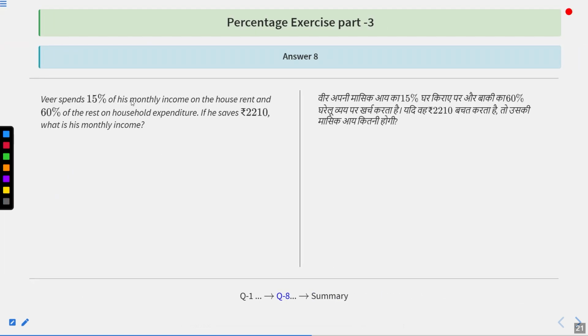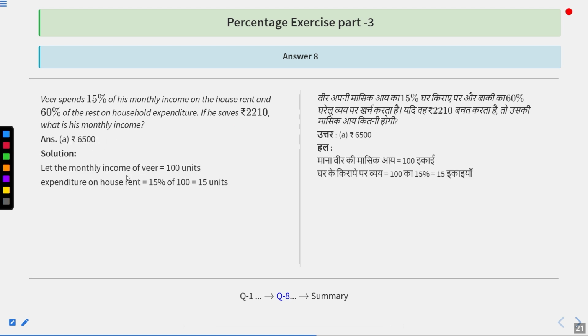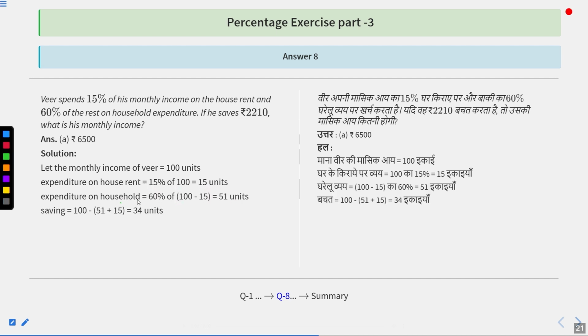Now, spending of Veer was given to you and saving monthly was also given to you. You have to find the monthly income. So let the monthly income of Veer be 100 units. So expenditure on house rent is going to be 15% of total, that is 15 units. And expenditure on household is going to be 60% of remaining. 60% of the rest was given. So the rest is 100 minus 15. So 60% of (100 minus 15) is 51 units.